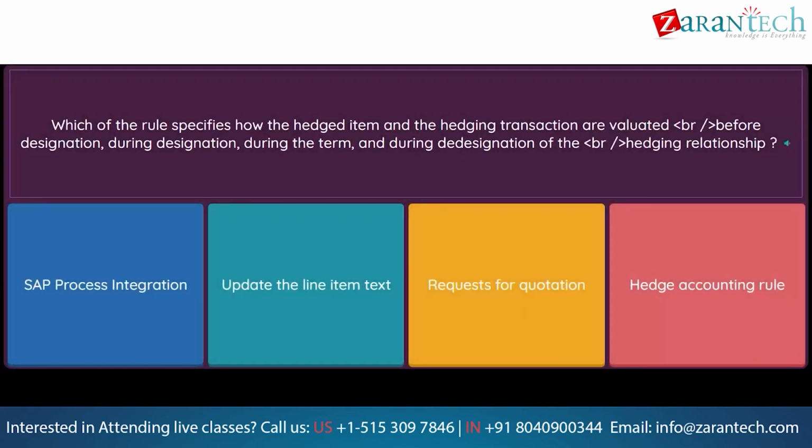Question: which of the rules specifies how the hedged item and the hedging transaction are valuated before designation, during designation, during the term, and during de-designation of the hedging relationship? Option 1 SAP Process Integration. Option 2 Update the line item text. Option 3 Requests for quotation. Option 4 Hedge accounting rule.